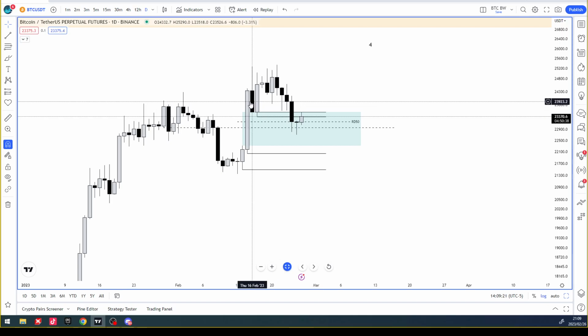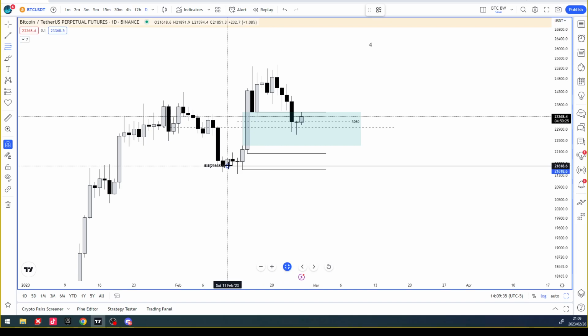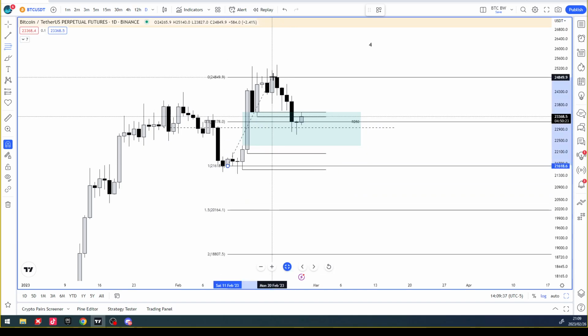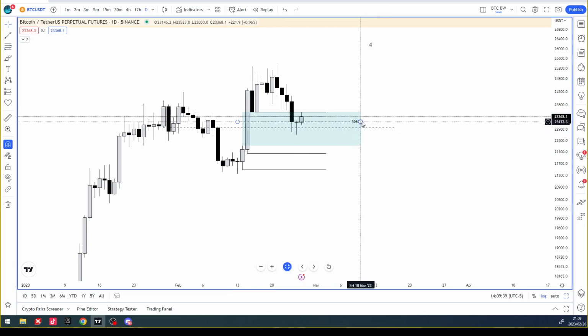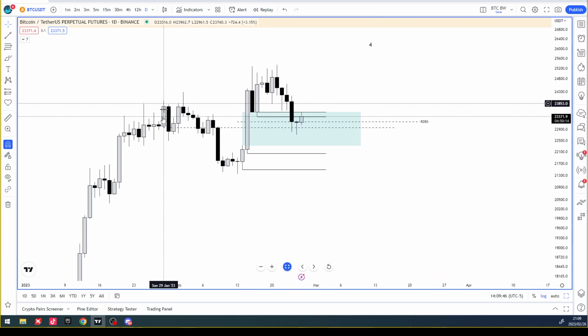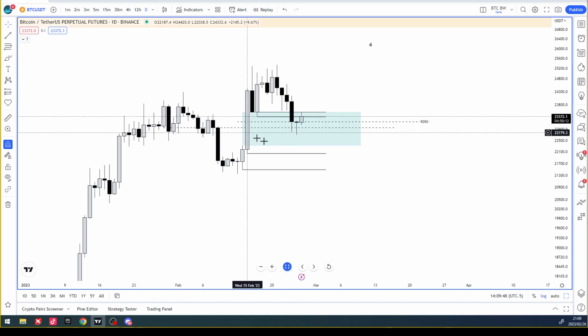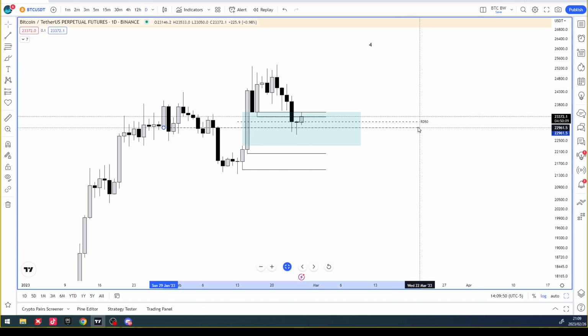Right, so you can see how the slot is still there, right? You can see how the equilibriums of the entire range that we took, and I'm using body to body, because that is where the bulk of the volume is. So from the top here to the bottom here on a daily, we marked off the 50%. That gives us somewhere here. Opening price, or the low of the highest up candle before the run up, that puts us somewhere here. We've traded through both of them.